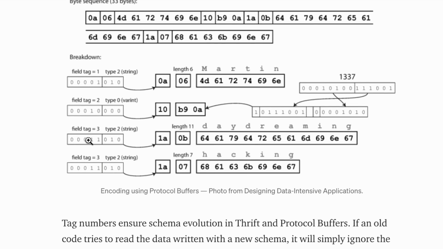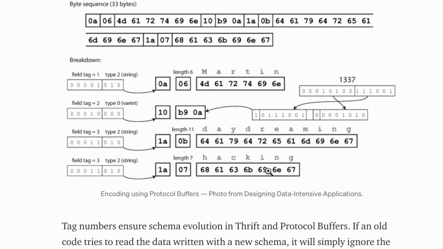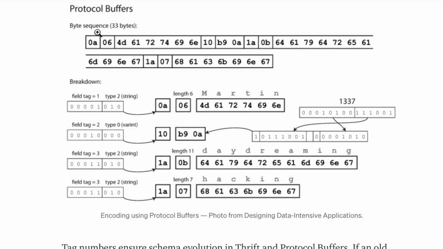So field tag 3, you can literally see when you're storing on disk in terms of bytes, field tag 3 is literally repeating multiple times. This way they handle the arrays. Field tag 3 has two entries. The type is 2, string, in both. Again, the length is 11 and the other is 7, and then the hacking and daydreaming bytes are stored like this. So in this fashion, it will count. This is literally 33 bytes, and this is how they are saving space.